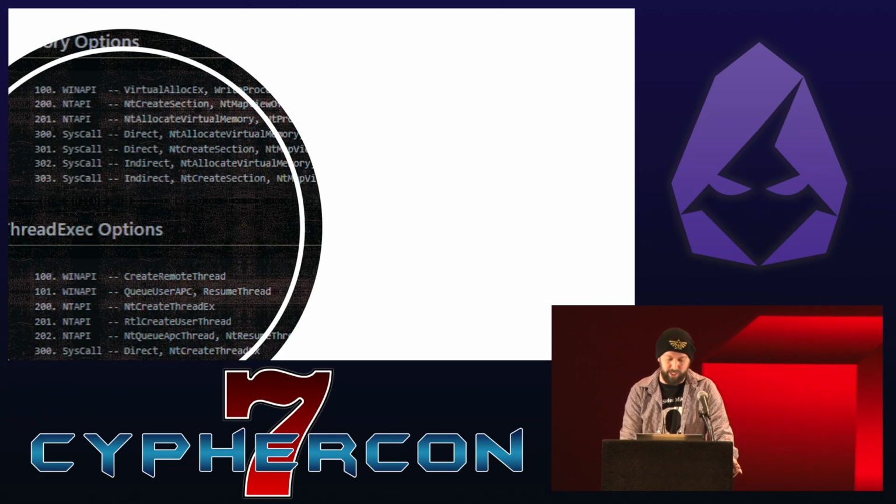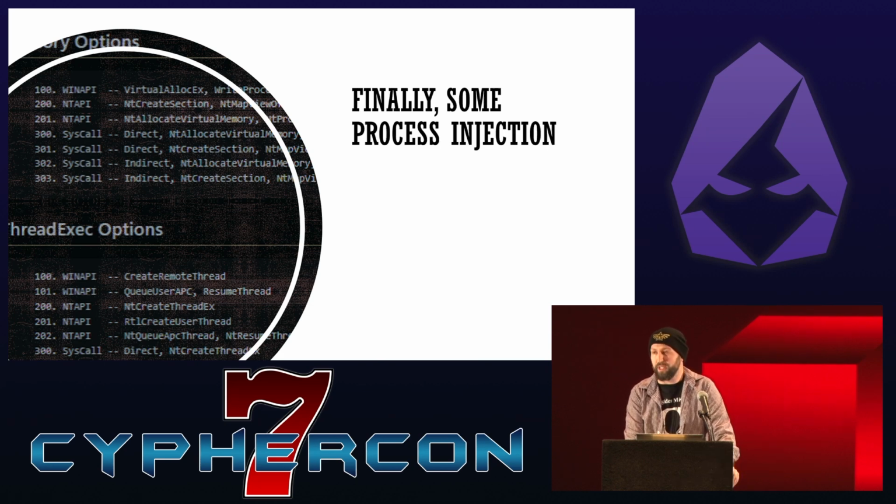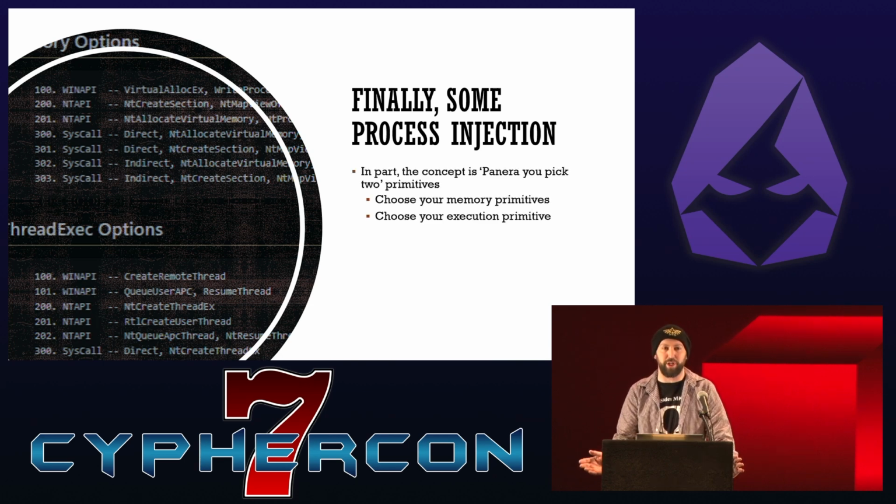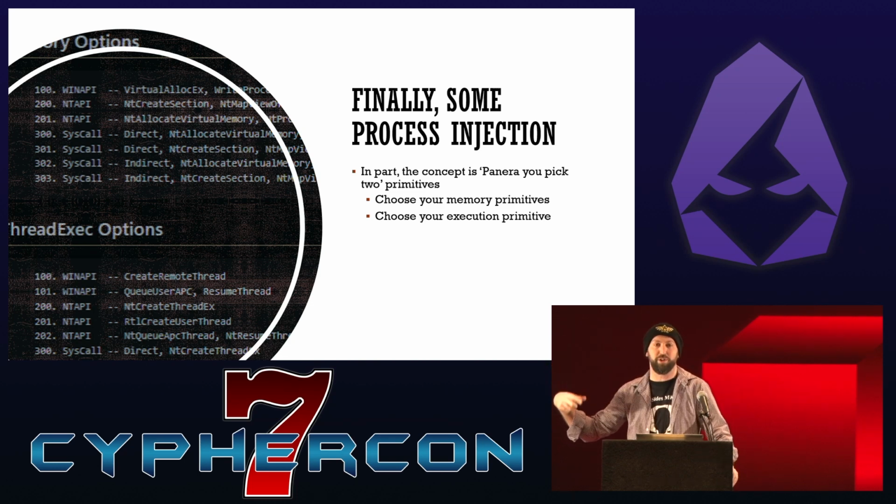And the way I decided to build this was essentially inspired by BruteRatel if you've used it. The idea is like the Panera pick 2, right? So there's two different primitives that you select. Your memory option primitive and your thread execution primitive. I broke them out by call categories. So anything in the 100 series is like Win API levels. 200 series is NT API levels. 300 is syscalls, indirect and direct. And then 400 level will be like novel techniques.